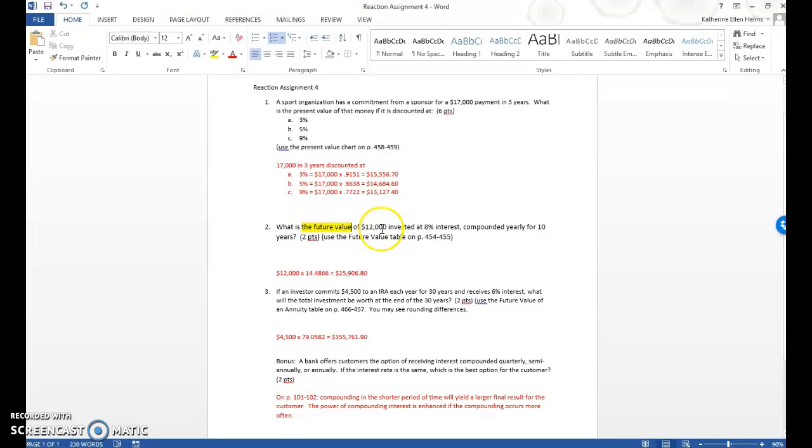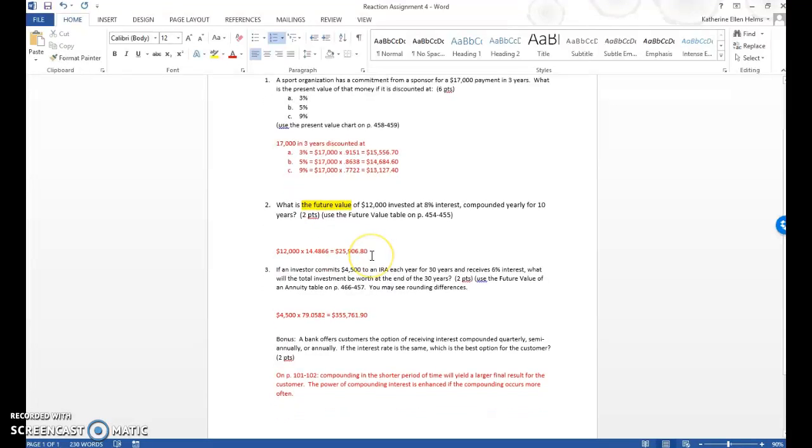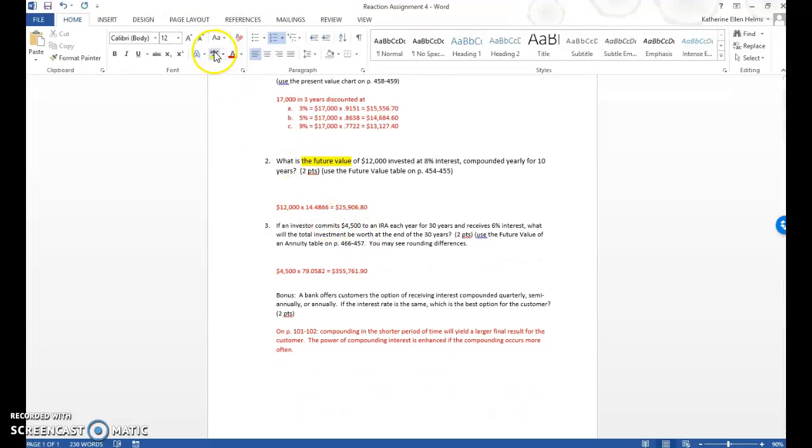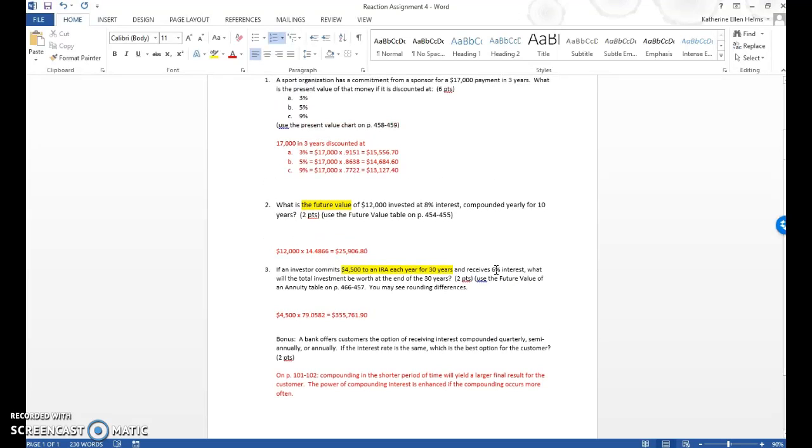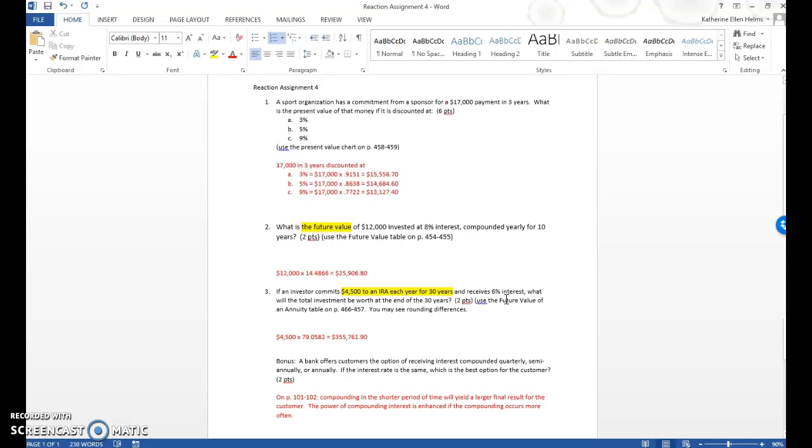So you've got $12,000. What is the future value of that? That's why we looked at the future value table. And then in this third question, you are looking at an annuity because you are contributing $4,500 every year for 30 years. And that's what the book talks about as the definition of an annuity. So part of what this assignment asked you to do was interpret what was going on in each situation and then apply the appropriate table to calculate either the present value, the future value, or the future value of an annuity.